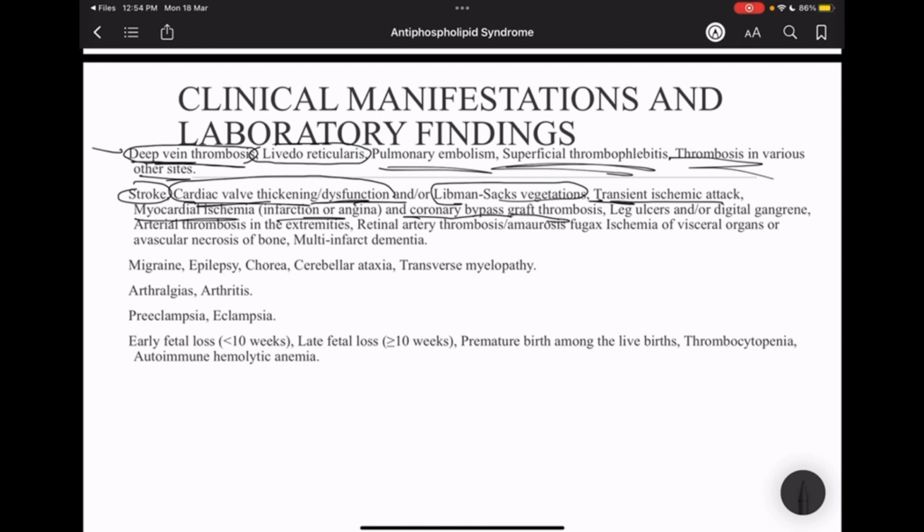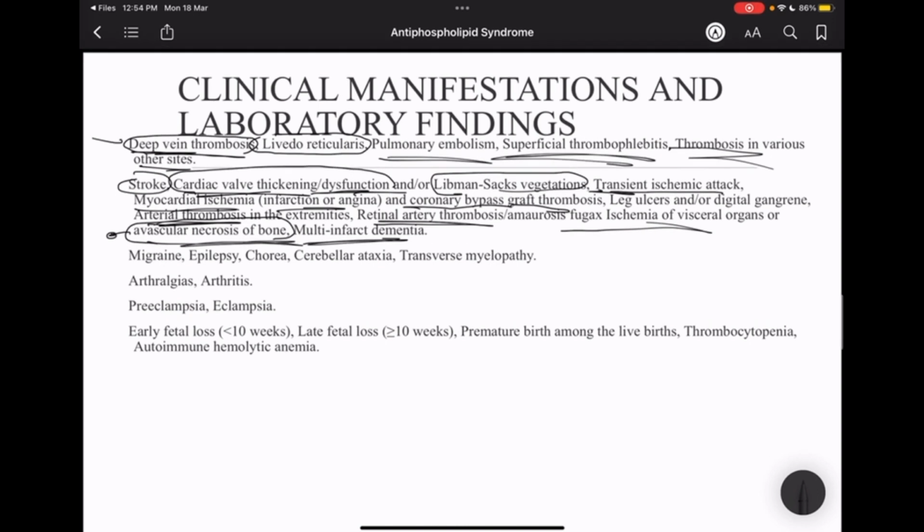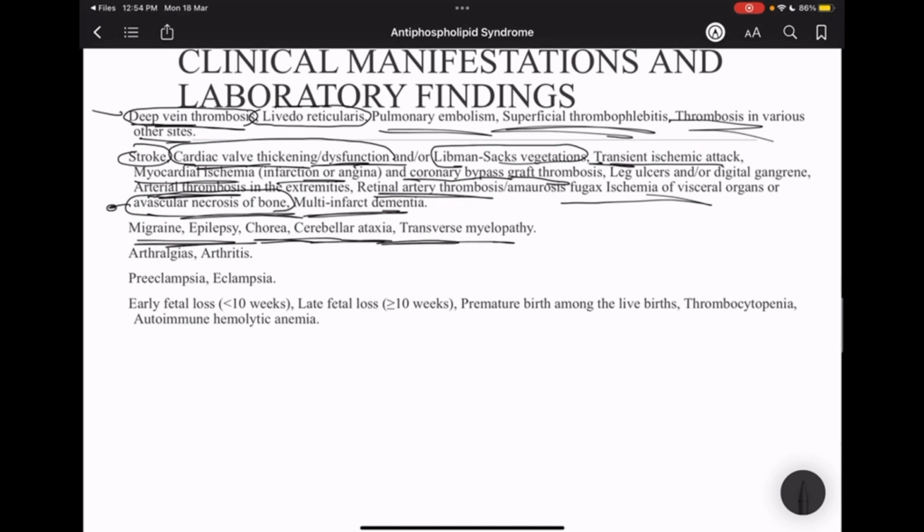So leg ulcers, digital gangrene, arterial thrombosis, because antiphospholipid syndrome can involve arteries, veins, venules, capillaries, etc. In the extremities, retinal artery thrombosis, ischemia of the visceral organs, avascular necrosis of bones, especially of the femur, and multi-infarct dementia. For nervous system manifestations, migraine, epilepsy, chorea, cerebellar ataxia, and transverse myelopathy.